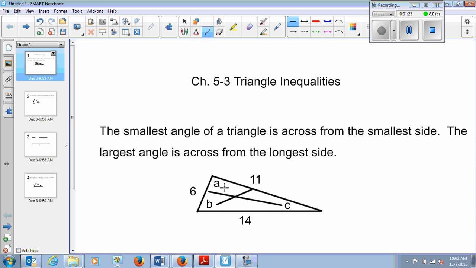And a lot of times you can kind of tell by looking at them which one's going to be longest, but you always want to go by the measurements. So A is across from my longest side, 14. So the angles of this triangle from shortest to longest would be C is the smallest, B is the medium, and A is the largest angle, listed from shortest to longest.